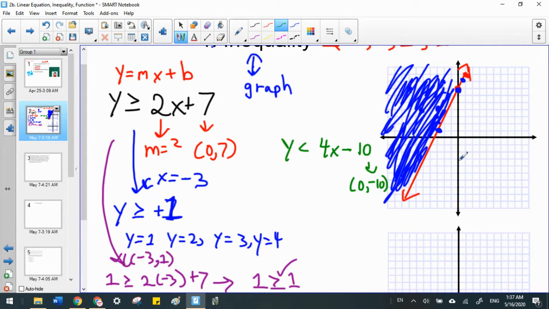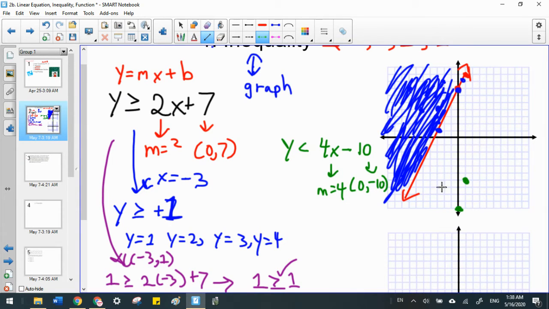So I'll go 1, 2, 3, 4, 5, 6, 7, 8, 9, 10. So that point is all the way down here. And the slope is 4. So I'm going to go over 1, up 1, 2, 3, 4. And now that I have 2 points, I can graph it. Now, keep in mind, the thing to keep in mind is that with an inequality, where it's just less than or greater than, individual points on the line would not actually be solutions.